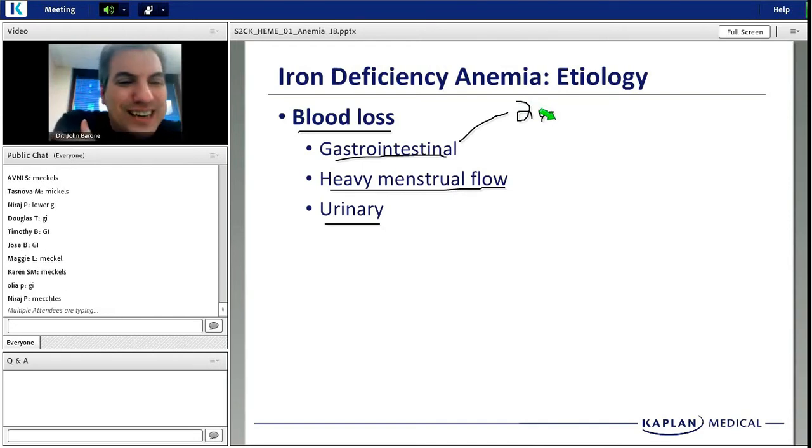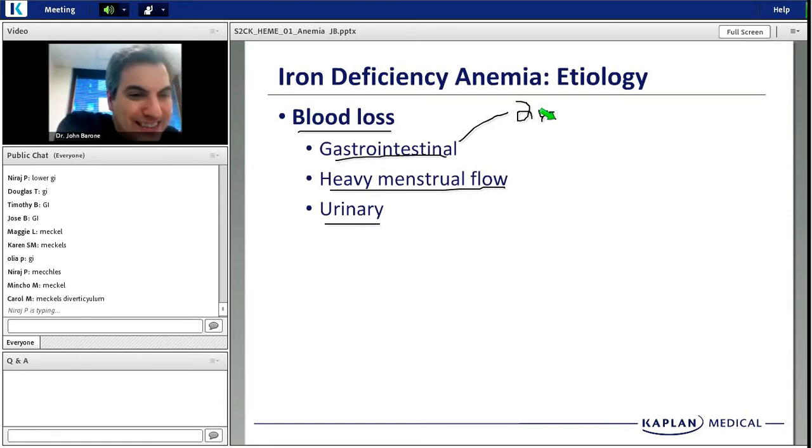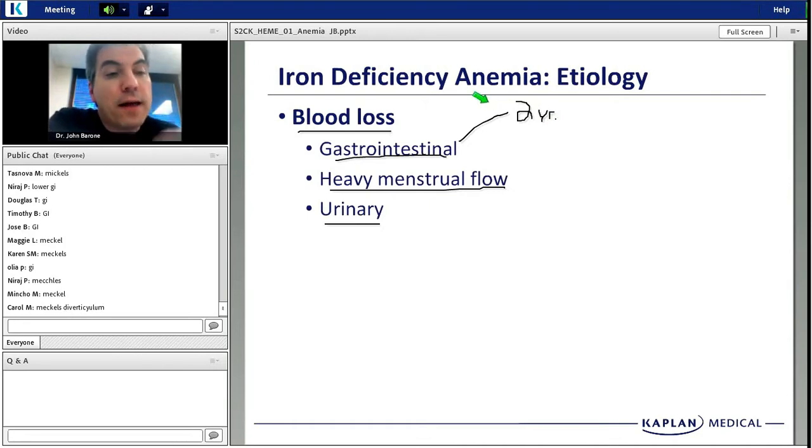Oh, Avni, excellent. It's going to be GI. It's going to be a Meckel's. Maggie, Karen, Nirja, excellent. Minchu, excellent. Bleeding Meckel's diverticulum. A 1 or 2-year-old with iron deficiency, the answer is do a Meckel's scan immediately. Do a Meckel's scan. Look for Meckel's diverticulum. All right, let's change it. It's a guy, our age.